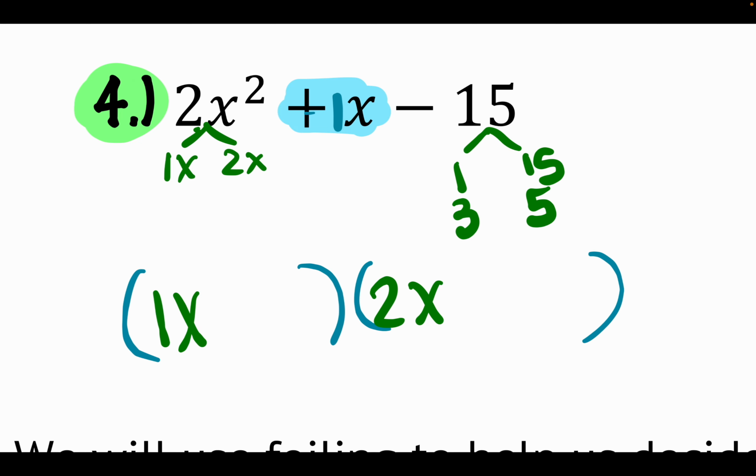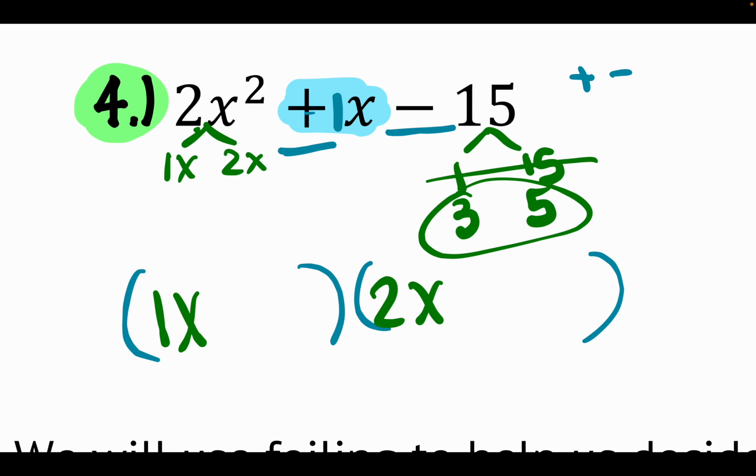Okay, we're trying to get to positive 1. So any combination with 15 that multiplies with a 2x or a 1x is not going to get us anywhere close to 1. So right away, we can think we're not going to use that combination. But what combination we are going to use is the 3 and the 5. Now, if we look, we have a negative and a positive, which means we're going to have one positive, one negative, and we're going to try to figure out where it's going to go.